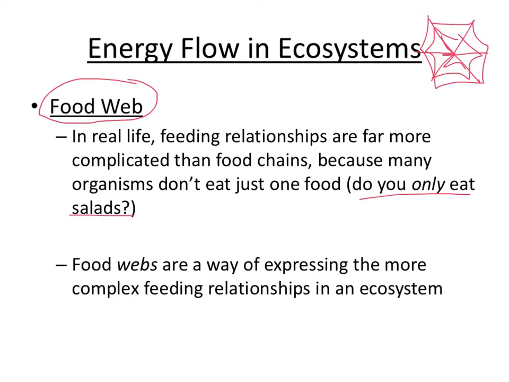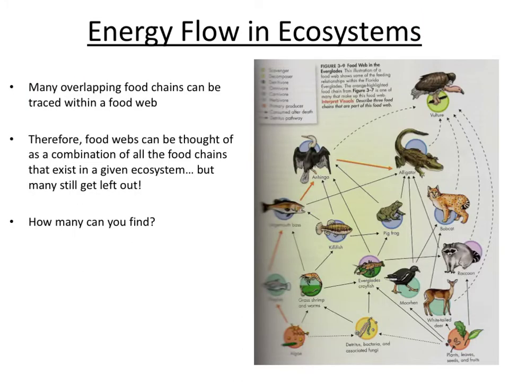You have other things that you eat as well. So to be more realistic, we want to look at a food web, which expresses the more complex feeding relationships that actually appear in an ecosystem. So here's a picture of a food web, clearly more complex.